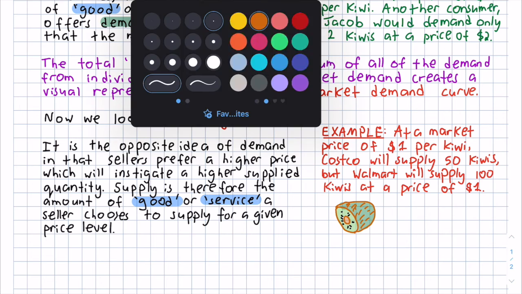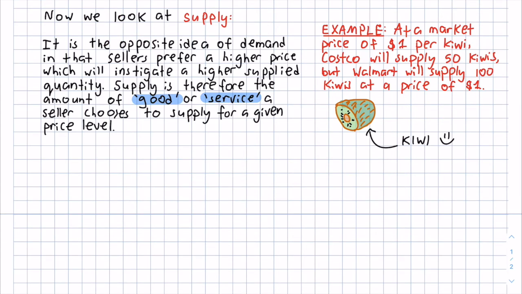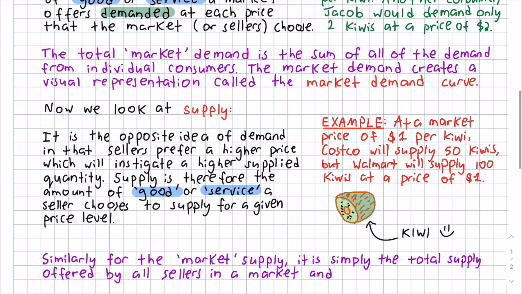Similar to market demand, market supply is simply the total sum of all the sellers like Costco and Walmart in the market, among others, and it creates the total supply in the market, and a visual representation is called the market supply curve.